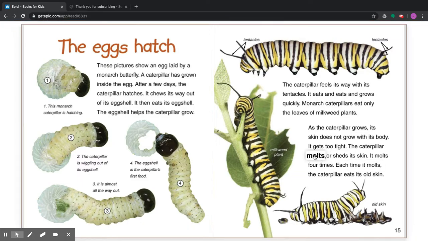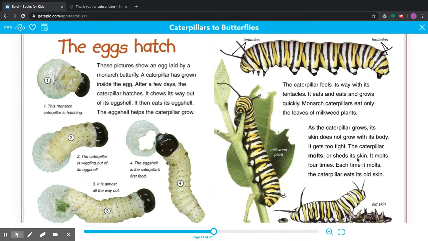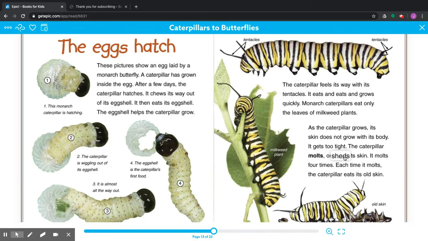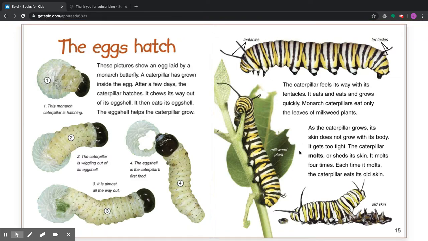Notice here it gives us this word in bold, molt. So I know that word's important, and I think, what does that mean? And then right after, it tells us what the word means. So sometimes when a book gives you a new word, it will tell you what that word means right next to it. So it molts or sheds its skin. It molts 4 times. Each time it molts, the caterpillar eats its old skin.